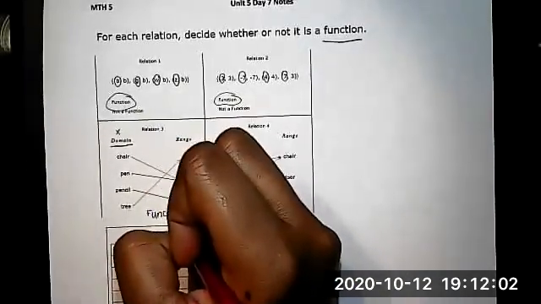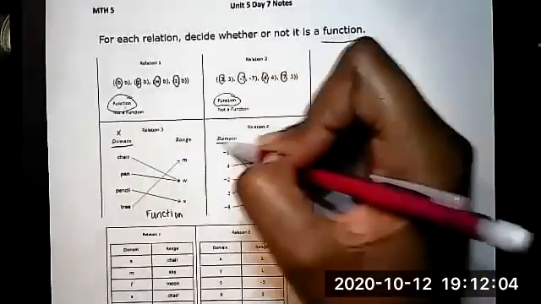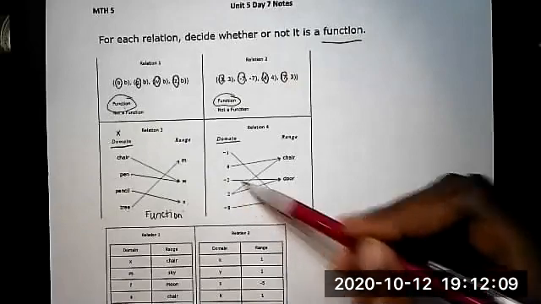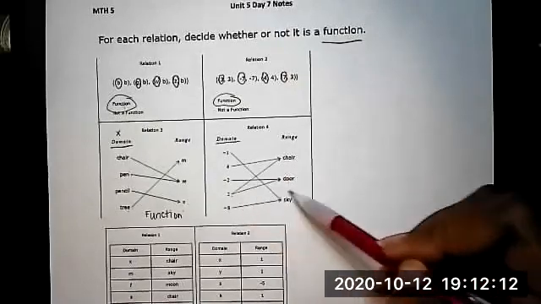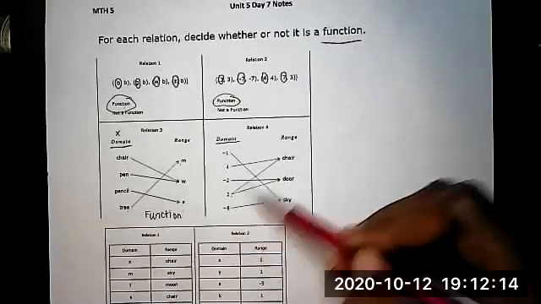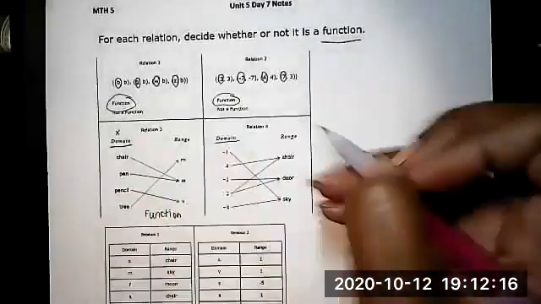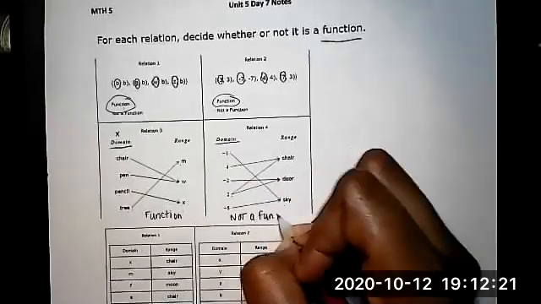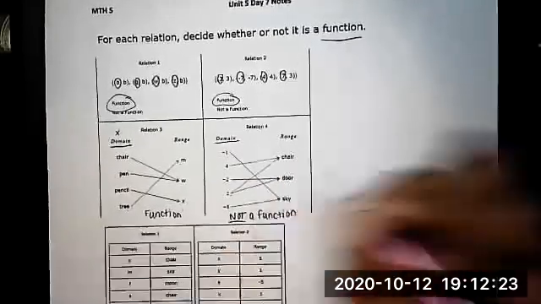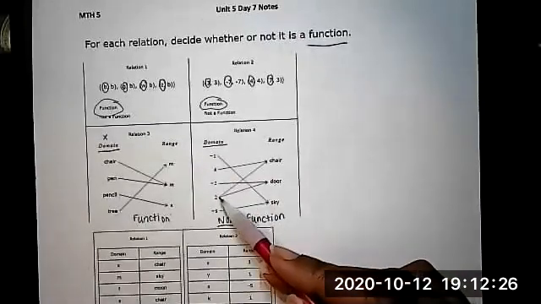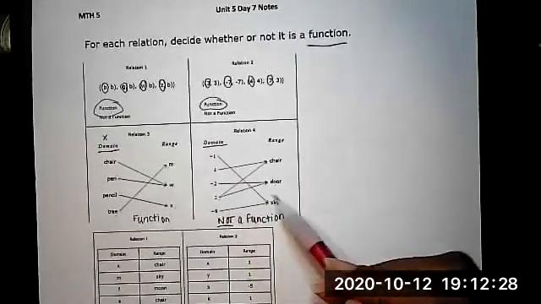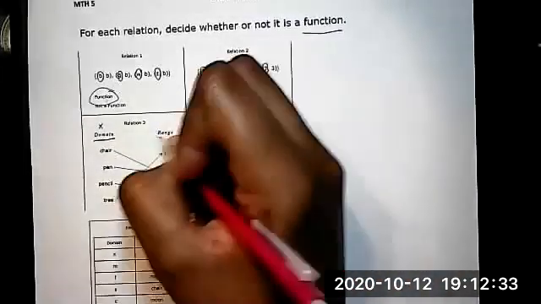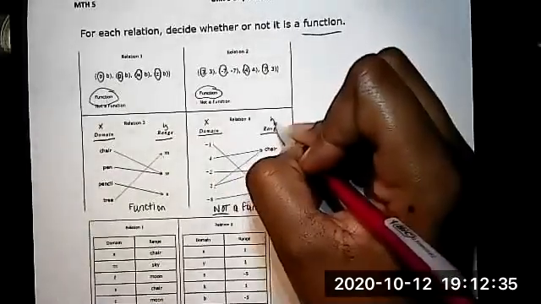If you have here for the domain, as you see, this has one line, and then do you see this too? It has 2 different lines coming from it. It goes to chair and it goes to door. Cannot happen. Not a function. Not a function because this has 2 different lines coming from it. If it goes to 2 different places, it is not a function. And your range, of course, represents your y values.